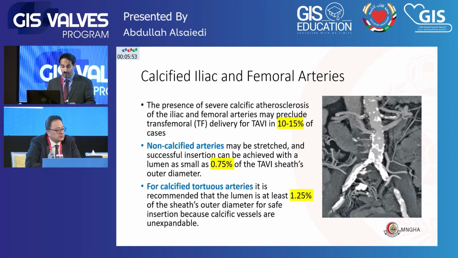So it is very important to appreciate calcified iliac and femoral arteries. The presence of severe calcified atherosclerotic lesions in these arteries precludes the use of transfemoral TAVR in around 10 to 15% of patients. Very important also to appreciate that when you're dealing with non-calcified arteries, because of their stretching ability, you can do large bore access with an acceptable lumen to TAVR sheath outer diameter ratio of up to 0.75, while in calcified arteries, because this stretching ability is lost, you have to have at least a 1.25 ratio.